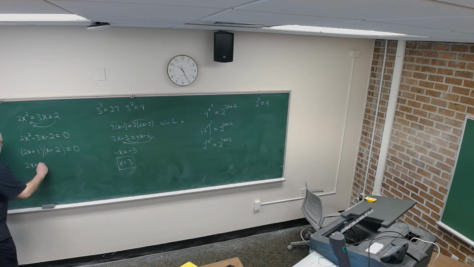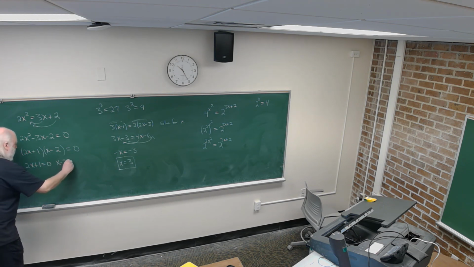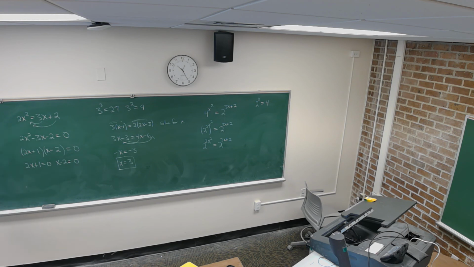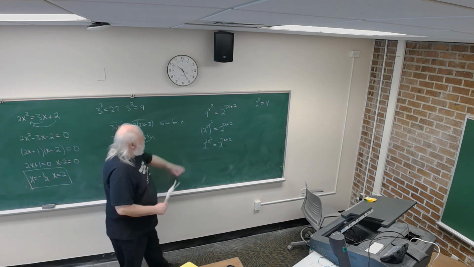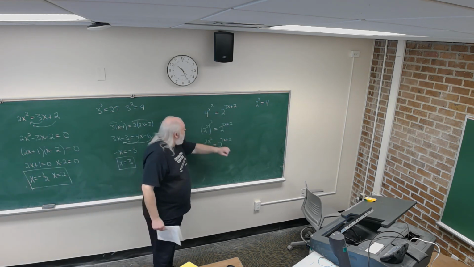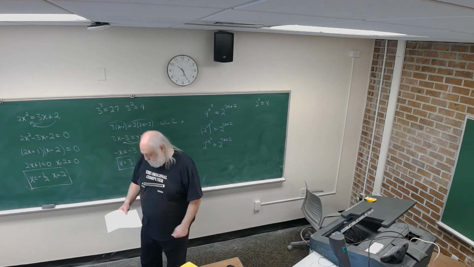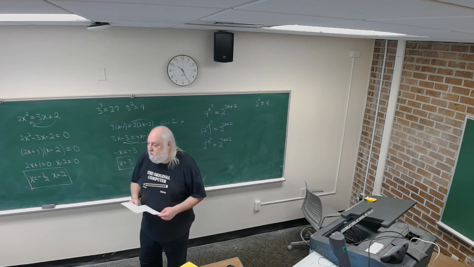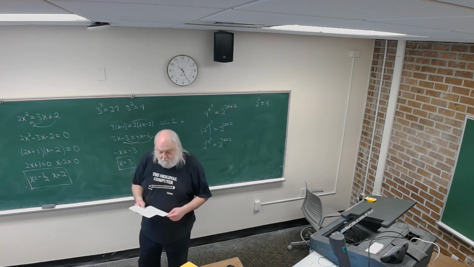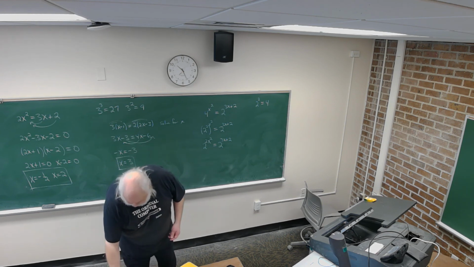So either the first factor is equal to 0, or the second factor is equal to 0 by the zero product property. And we get x is equal to minus 1/2, and x is equal to 2. So those are the two numbers you can put in for x in our original problem, okay? And the left-hand side will equal the right-hand side. Okay? Any questions on that, ladies and gentlemen? So, we got through this handout.